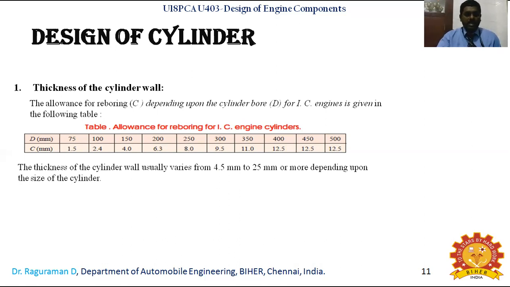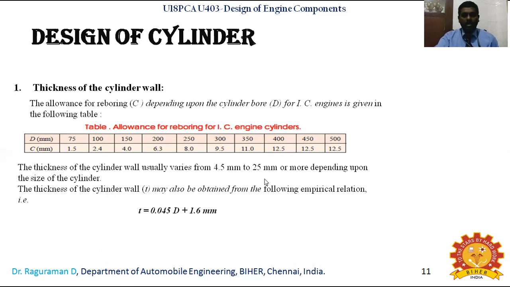And the thickness of the cylinder wall usually varies from 4.5 mm to 25 mm or more, depending upon the size of the cylinder. The thickness of the cylinder wall may also be obtained by means of an empirical relation. That empirical relation is 0.045 D plus 1.6 mm, where D is the diameter of the cylinder bore.